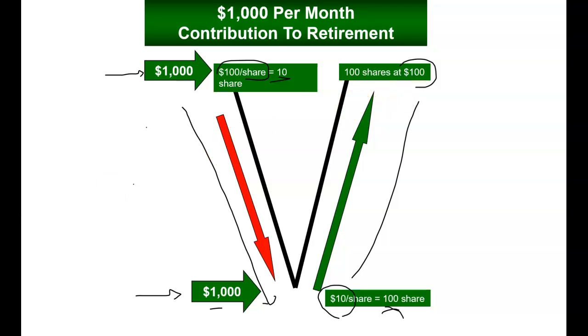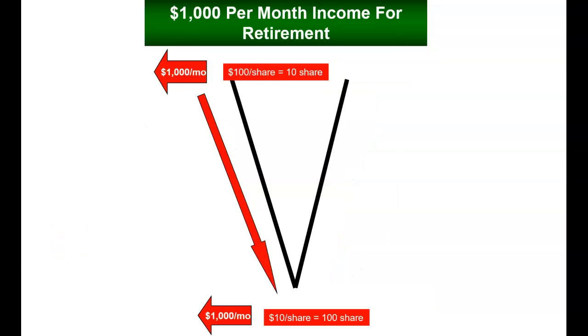But now let's look at the same example, except for now we're going to distribute money for retirement instead of accumulating it. Same $1,000 a month example, except for this time we're taking money out of the market instead of putting it in. At the top of the market, they need $1,000 a month to live on. They have to sell 10 shares to raise that $1,000 a month.